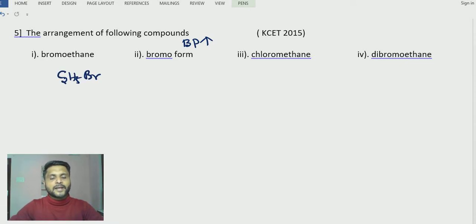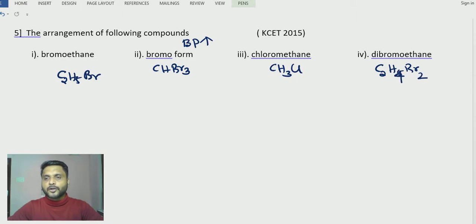Then bromoform, like chloroform, it is CHBr3, bromoform. Chloromethane. Chloromethane is methyl chloride, CH3Cl. And dibromoethane is nothing but, okay, so we have C2H5, which is ethyl. I can have one bromine, it becomes monobromoethane. So now we want dibromo. So C2H4Br2.